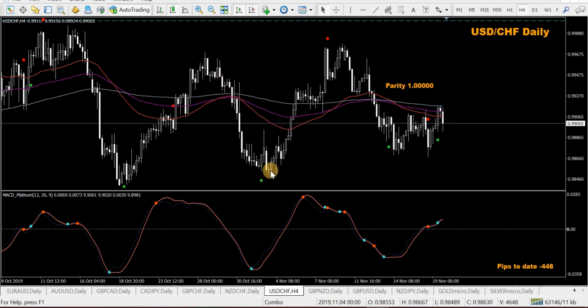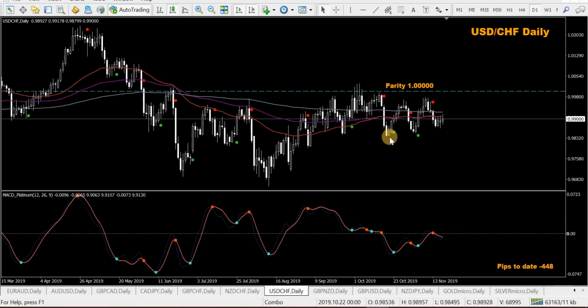Buy signal, depends where your stop is. You'd generally be below this low over here. You run that up, sell, probably have your stop above that red dot somewhere. It's still in. Always look at the MACD Platinum, it's still in. So probably pretty easy to trade on the 4 hour. Daily, there's nothing there. It's just up and down. It's up and down. It's terrible.